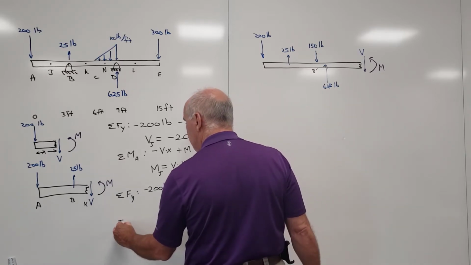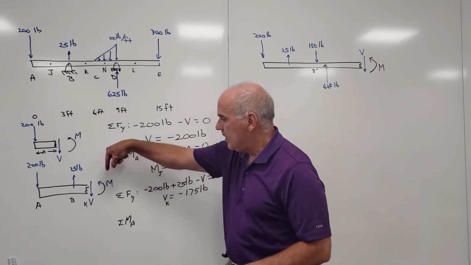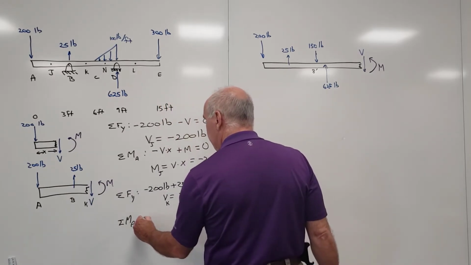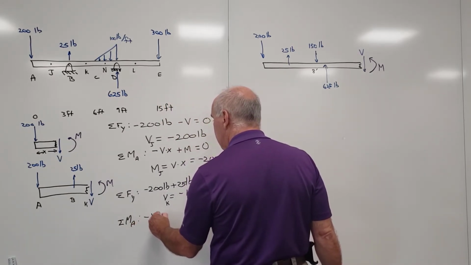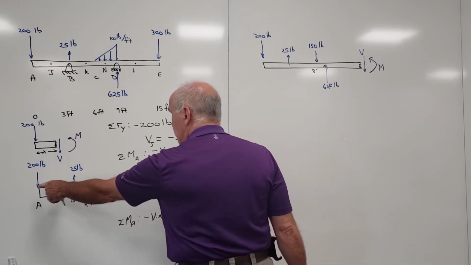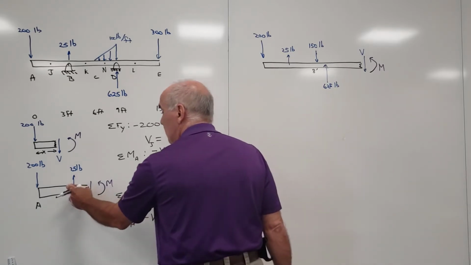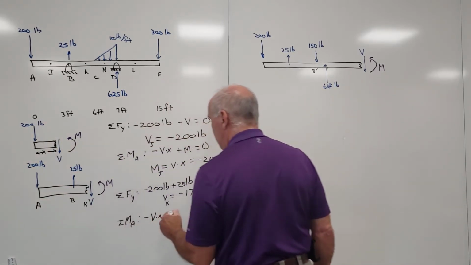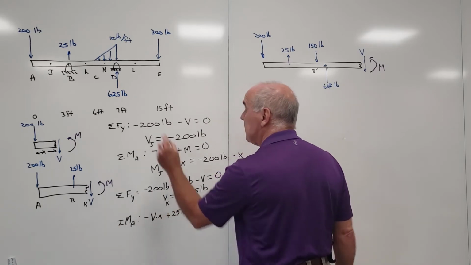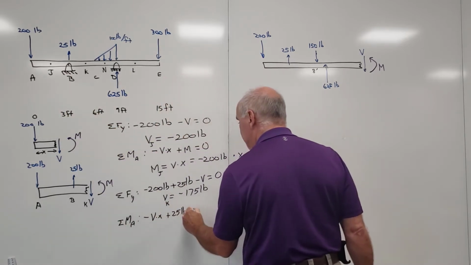And then the sum of the moments, again, I'm going to go about the far left-hand side, point A. V is trying to rotate it clockwise, so that's negative. All right, so I'm going to have a negative Vx. The 25 doesn't do anything. The 200 rather doesn't do anything because that's at point A, right? So the moment arm, or the lever arm, is 0. And then 25 pounds, that's going to be counterclockwise, so plus 25 pounds. And that's strictly at 3 feet, right? Point B is at 3 feet.